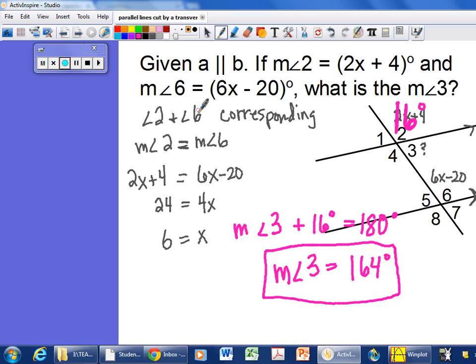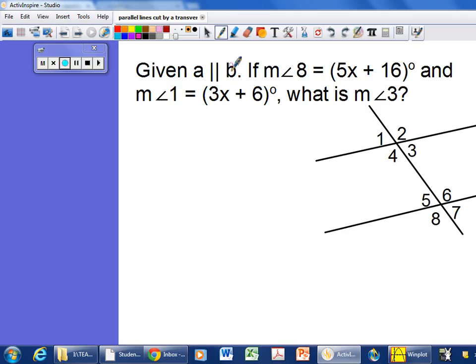Okay, we have corresponding angles. They are congruent, so you set them equal and you solve for x. We plug it back in and we find something else. Okay, it's a wonderful geometry problem. So our last one, given we have parallel lines once again. Okay, that's awesome to know because then all of our theorems and postulates are true.